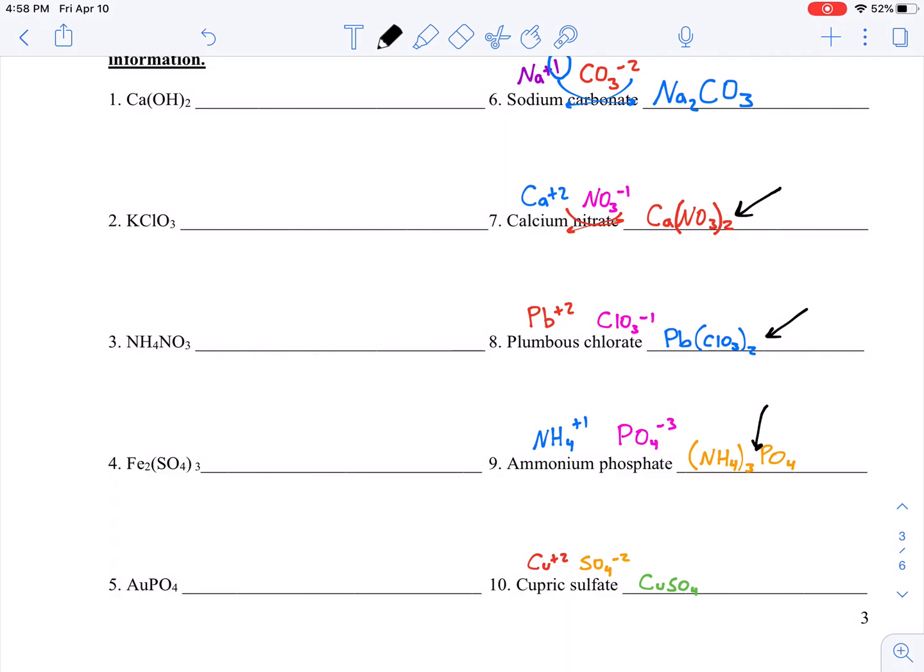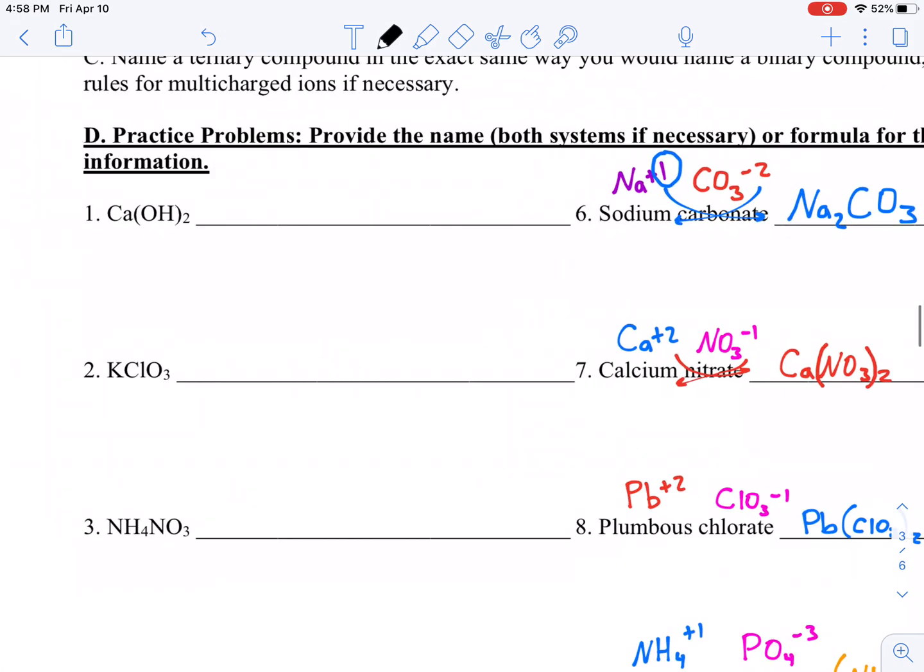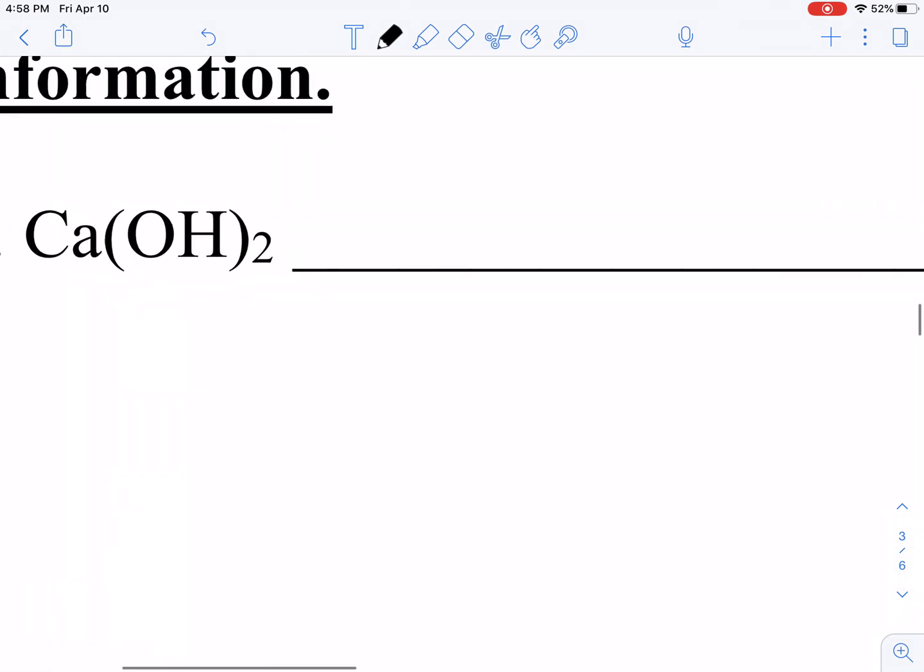But you'll notice in the bottom example, CuSO4, and the top example, Na2CO3, there's only 1 polyatomic ion, and therefore we don't require parentheses because we're not trying to put a number outside of it. Okay, let's go the other way. Let's name. The easiest way to name is to think about the anion first.